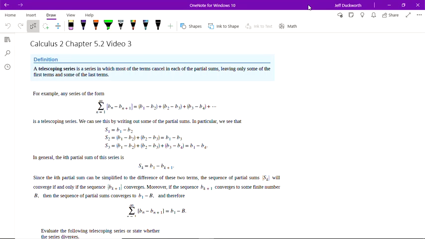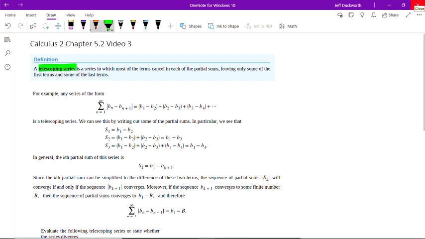The next type of series discussed in this section is something called a telescoping series. It's a series in which most of the terms cancel in each of the partial sums. So we'll write the partial sums, take a look at what's happening, and you're left with only the first and essentially the last terms, or some of the last terms.